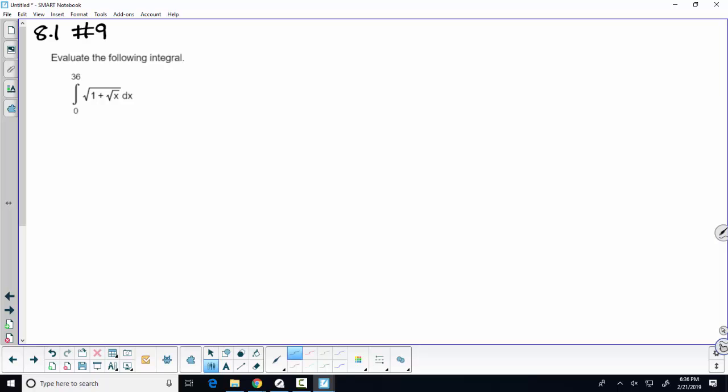Not a lot of simplifying you can do there, is it? Let's just make u 1 plus root x. Okay. So let's try u equals 1 plus the square root of x. And what does that make du?